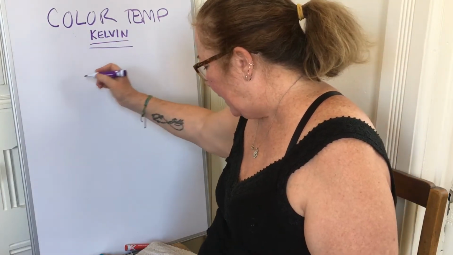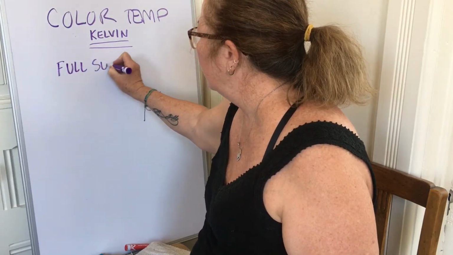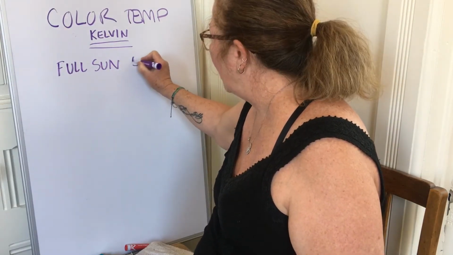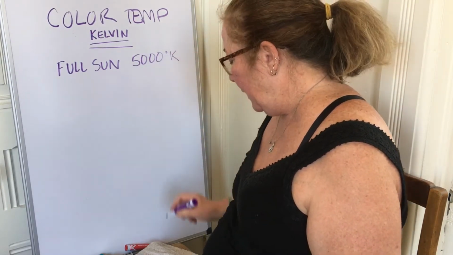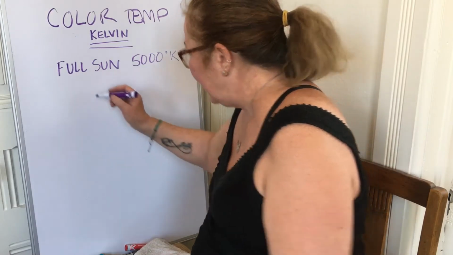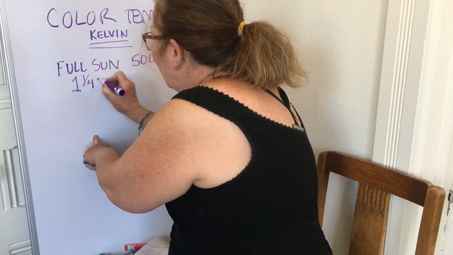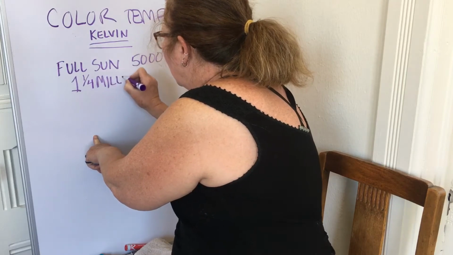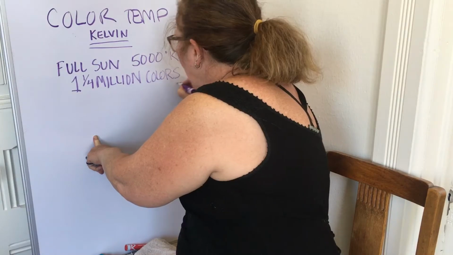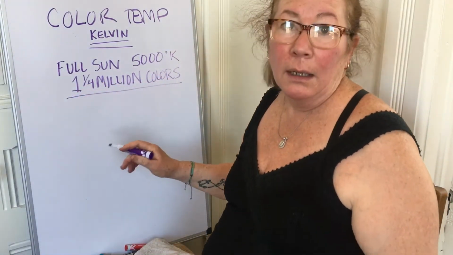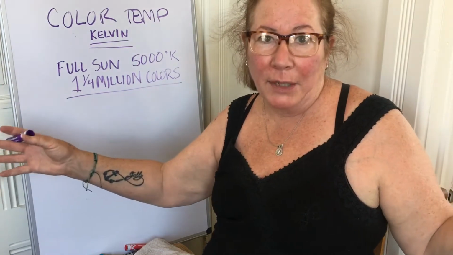And just to give you an idea, full sun, right, is 5,000 degrees Kelvin, right? And that's like 1.25 million colors, right? So remember, full sun is all the colors in the rainbow. It's every color you can possibly imagine, right?